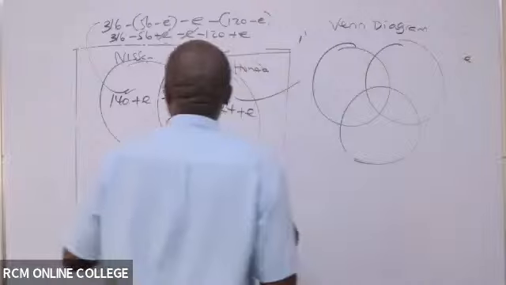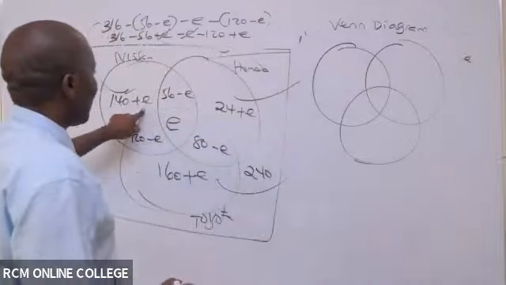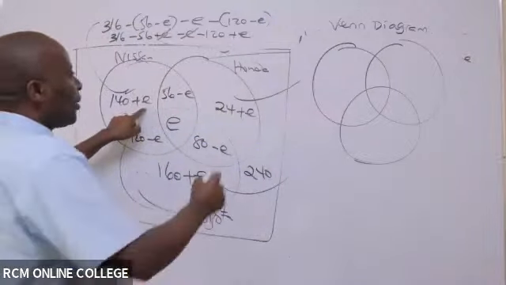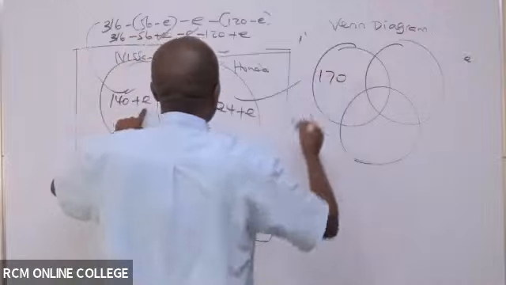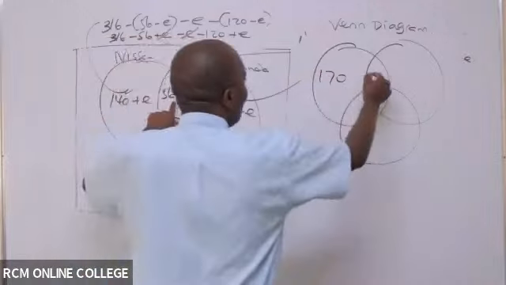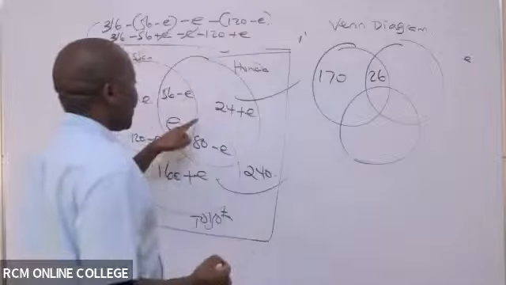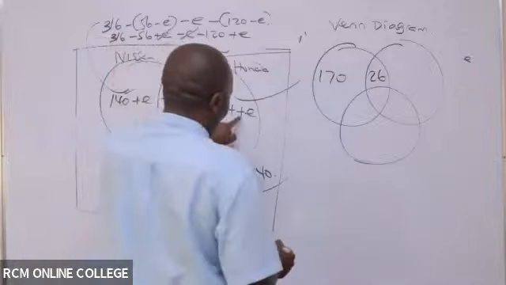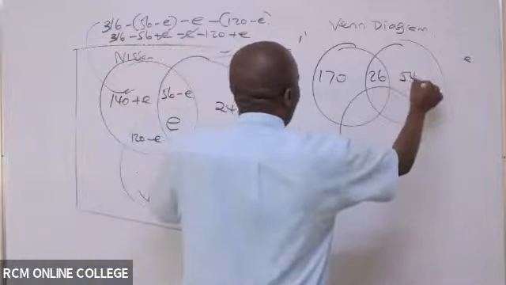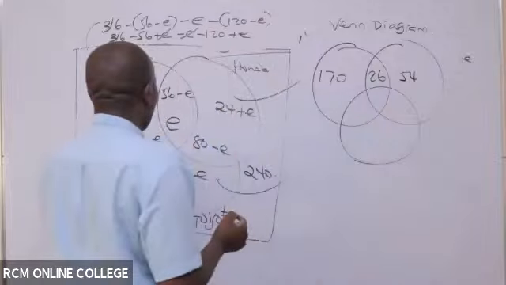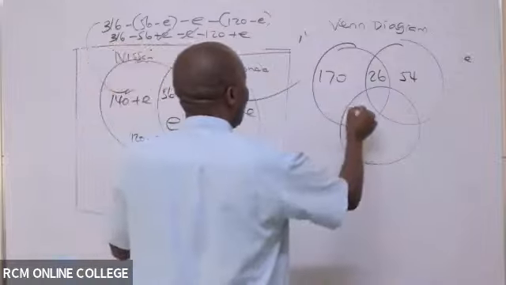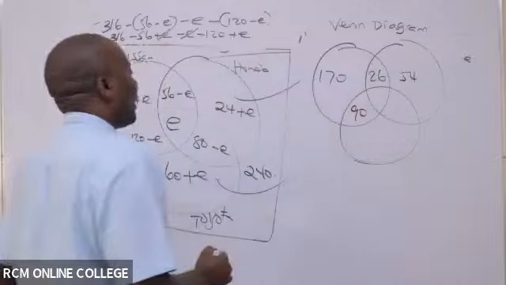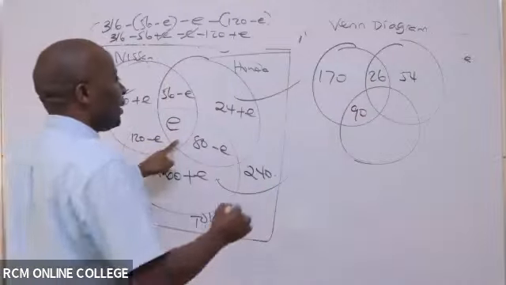So Venn diagram. We have here 140 plus 30. You will see E is 30. So this space here we have 170. This space now will be 26 because of 56 minus 30. This space will be 24 plus 30, which gives me 54. 120 minus 30. So this gives me 90. This is 30.